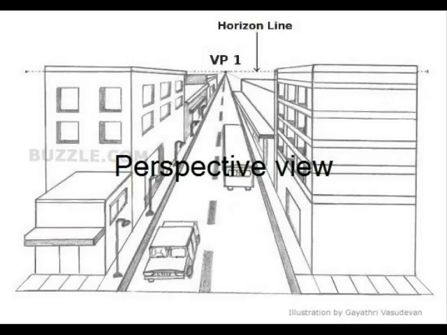The first picture is of perspective view. Perspective view is an approximate representation on a flat surface of an image as it is seen by the eye. The main characteristics of these drawings are that they get smaller as the distance away increases.